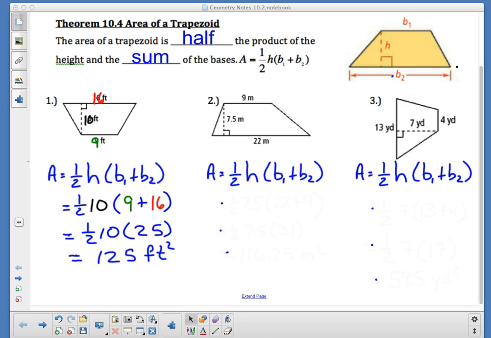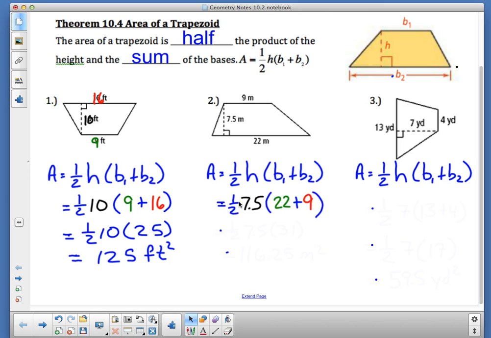All right, so here we go. We got number 2. And I've got my 2 bases, 22 plus 9, and my height's 7.5. So I'm just getting after it. Now I'm done. Okay, 116.25 meters squared. Remember, dress up your numbers. They don't want to go outside naked.